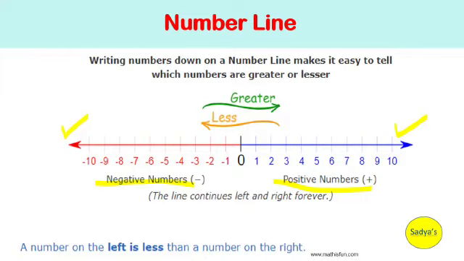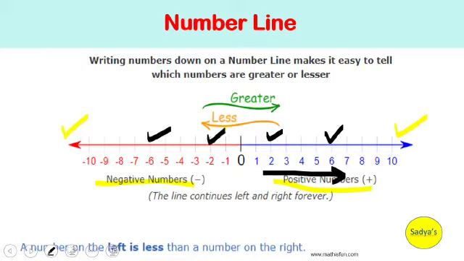For example, 6 is greater than 2. As we move from left to right, 2 is smaller number and 6 is greater number. Similarly, if we compare minus 6 and minus 2, moving from left to right, minus 6 comes first. So minus 6 is a smaller number and minus 2 is a greater number. So a number on the left is less than a number on the right.